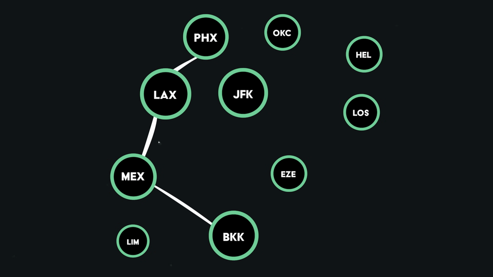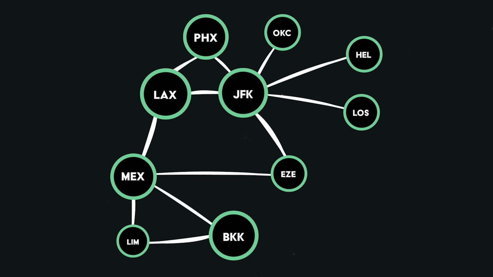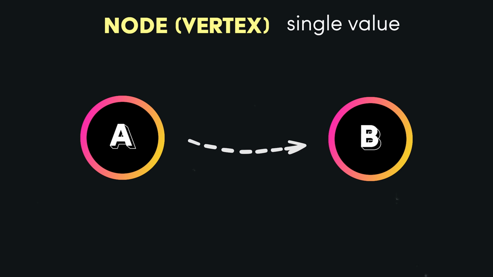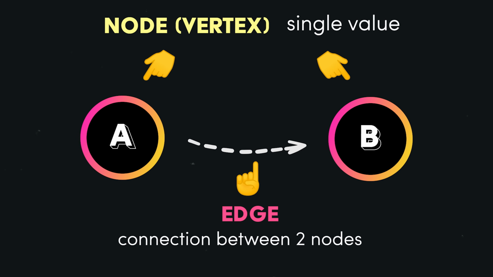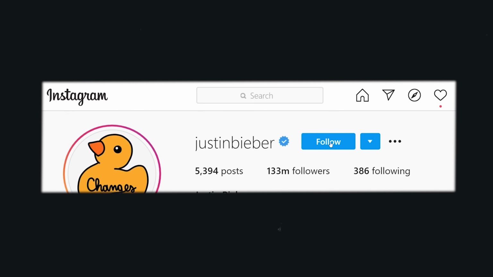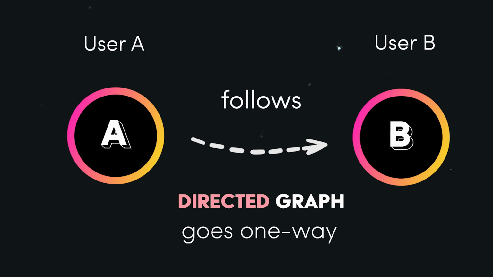A graph is a nonlinear data structure that contains nodes and edges. A node, or vertex, is just a single unique value, while an edge represents a connection or relationship between two of these nodes. Think of something like Instagram. Every user is a node. Every time you follow a user, you create a new edge, connecting two nodes together.